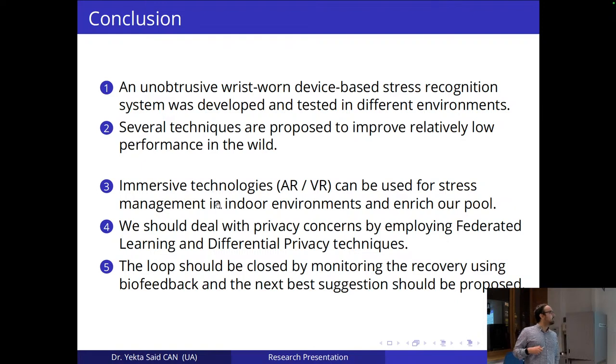We should also deal with privacy concerns by employing federated learning and differential privacy techniques. And we should close the loop by monitoring the recovery, whether it is a good recovery or not, by using biofeedback, of course objective biofeedback. And we should suggest the next best management technique to the user.